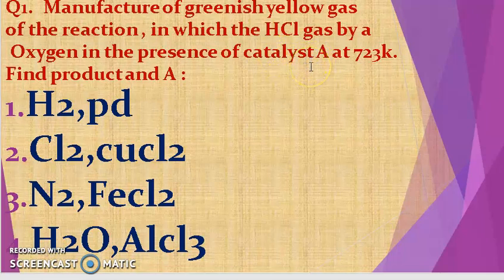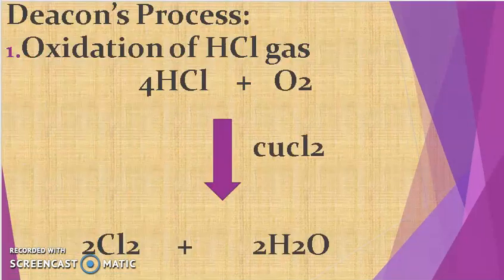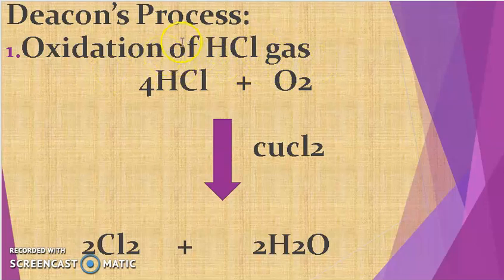So in the Deacon process, for the manufacture of the greenish yellow gas chlorine, they use CuCl2. See this reaction: it is the oxidation of HCl gas. 4 moles of HCl plus O2 in the presence of CuCl2, which acts as a catalyst, so the reaction is induced and we get the products 2Cl2, that means chlorine, plus 2H2O, water.